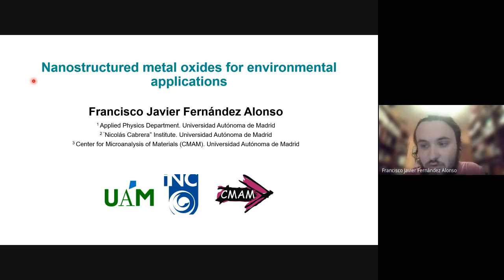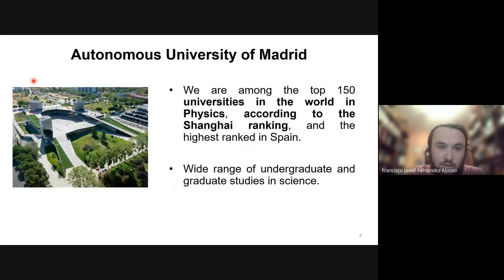So first of all, I would like to briefly introduce my institution. I come from the Autonomous University of Madrid in Spain. This is our campus. It's quite beautiful from my point of view. We are, according to several rankings, one of the best universities in Spain, and we offer several undergraduate and graduate studies in science, physics, chemistry, chemical engineering, etc.